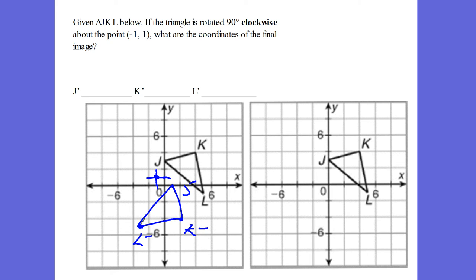Okay, so my points are going to be J. Now, like I said, the increments are in 2, so that messes you up here. So you have to make sure you count it. So that means it's going to be to the right 1 and up 0. Okay, K prime is going to be right 2 and down 4. So it's 2, negative 4. And L is going to be left 3, down 5. So it's 2, 4, 5.